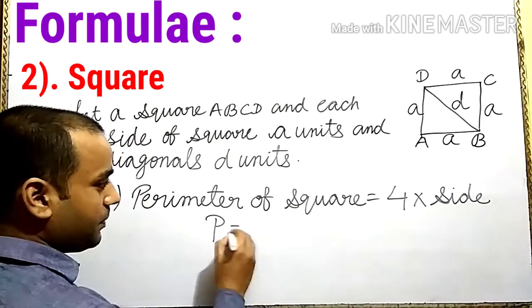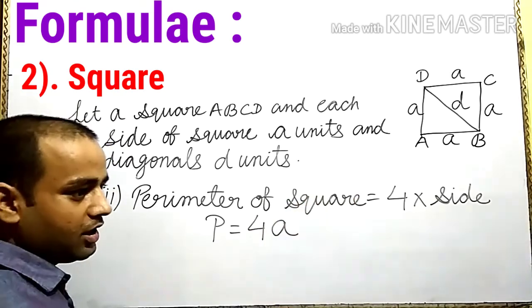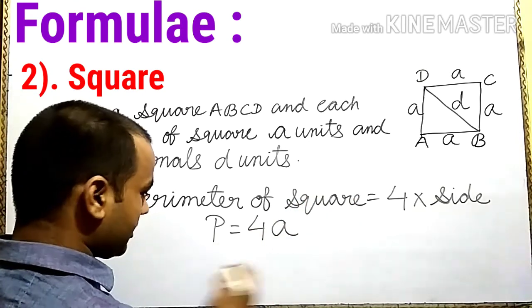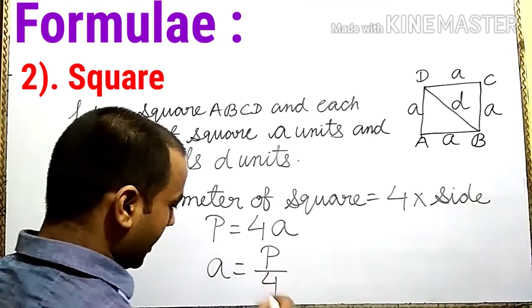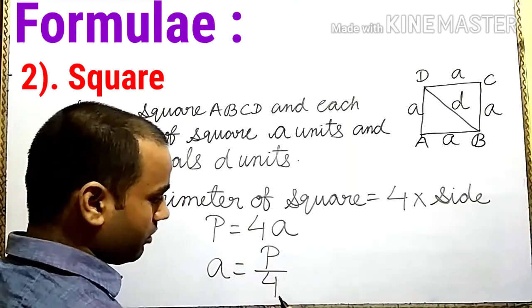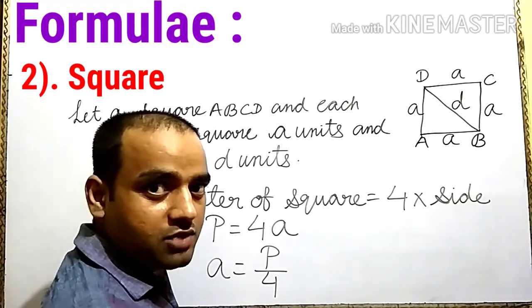Perimeter denoted by P into 4. Side denoted by small a. With conversion, a is equal to P upon 4, which means side is equal to perimeter upon 4. Is it clear? Now let us discuss the next formula.